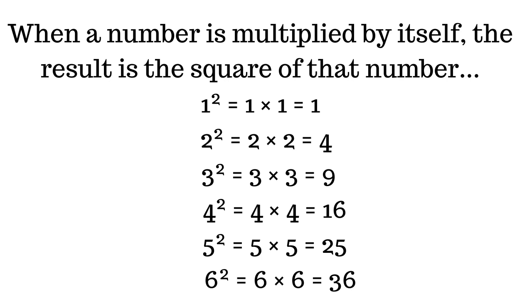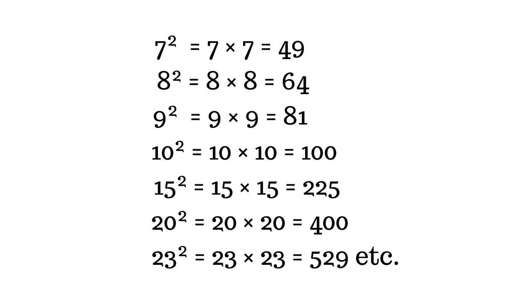6 square equals 6 times 6, which is equal to 36. 7 square equals 7 times 7, which is equal to 49. 8 square equals 8 times 8, which is equal to 64. 9 square equals 9 times 9, which is equal to 81. 10 square equals 10 times 10, which is equal to 100.